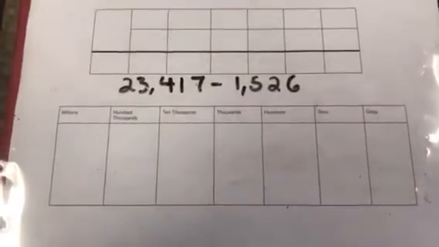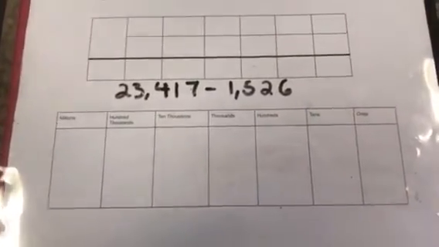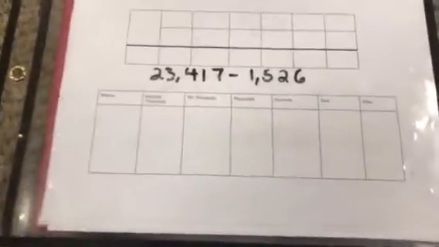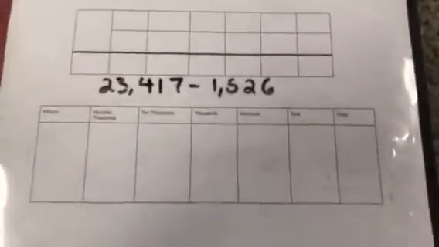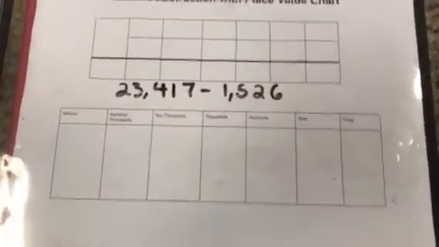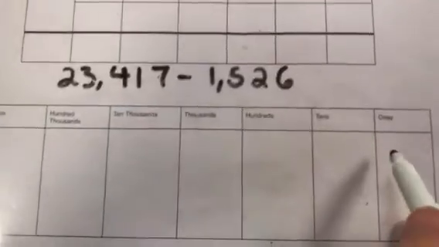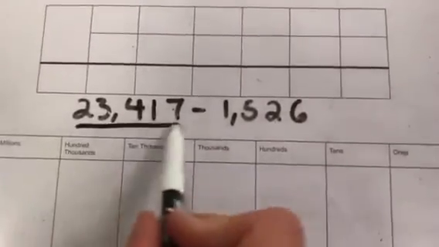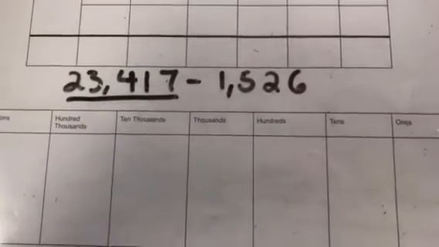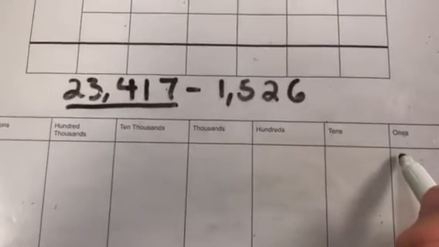We're going to do 23,417 minus 1,562 using a place value chart. The place value chart helps get us ready to do the standard algorithm, but this helps us really understand what we're doing when we get to our standard algorithm. To do this with the place value chart, I'm going to set up the first number, the number we are taking away from, using discs on my place value chart.